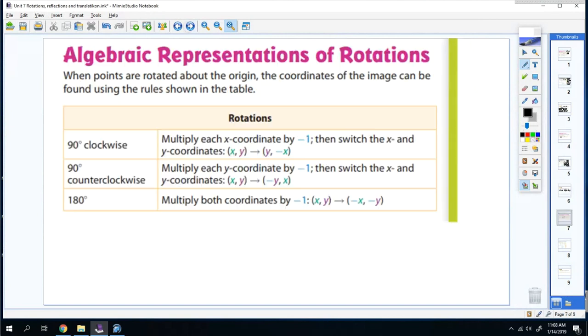Okay. Now we're going to do algebraic representations of rotations. So for 90 degrees clockwise, you multiply the x-coordinate by negative 1, and then switch x and y. If you do 90 degrees counterclockwise, you multiply the y-coordinate by negative 1 and then switch the x and y. If you do 180 degrees, you just multiply the x and y by negative 1.